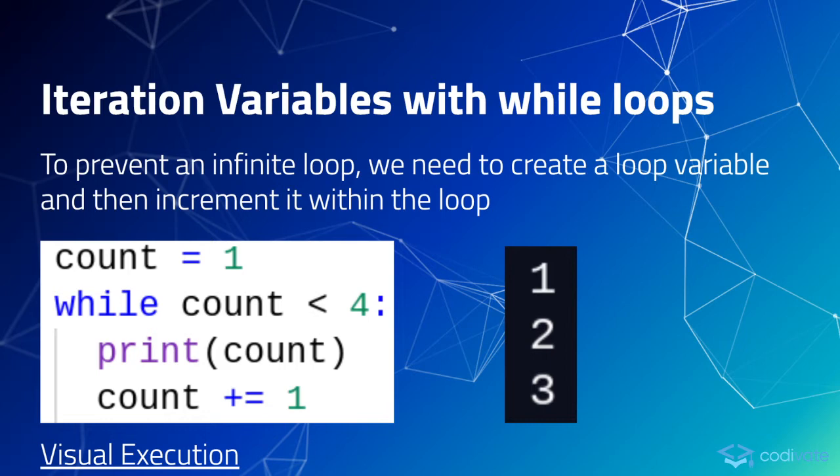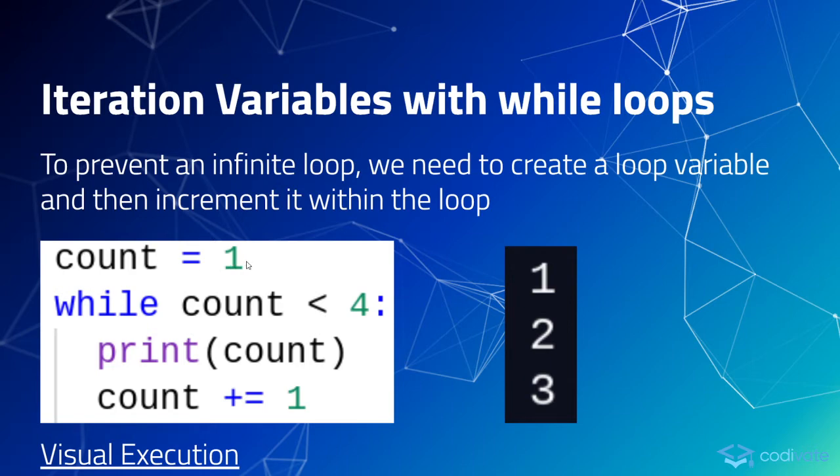Our next topic for the day is iteration variables with while loops. If we want a while loop that executes a certain number of times, we need to create and update a loop variable. In this case that we have here, the loop variable is count. It initially has a value of 1. And our condition for the while loop is count is less than 4. As we learned before, whatever is inside this will continue to be executed until this condition is false.